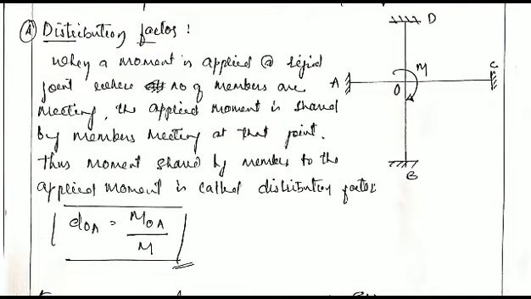So the distribution factor can be written as the moment, considering only one member. We consider OA as the one member, where OA is connected with O and A, and the far end A is fixed. So the moment developed at OA divided by the total moment applied at point O is called the distribution factor. Let us go further, and we will come to know what exactly happens.